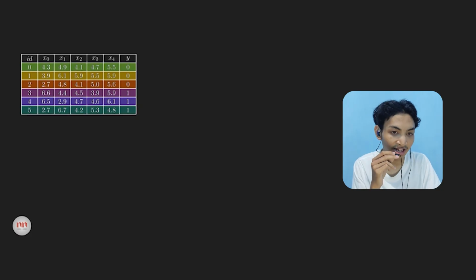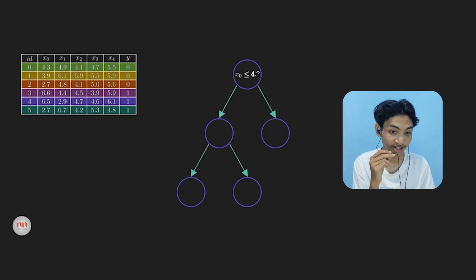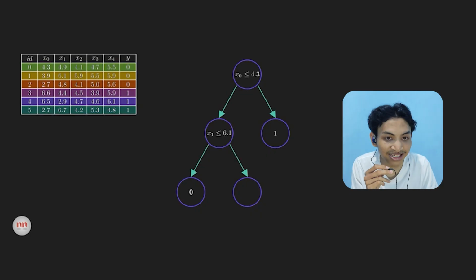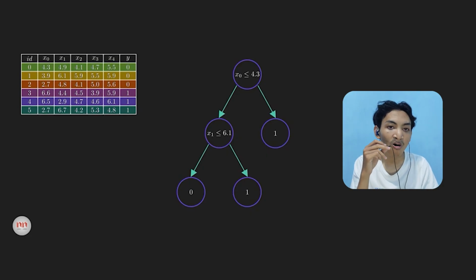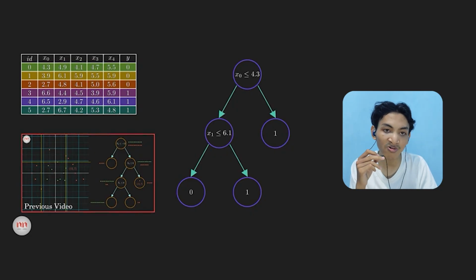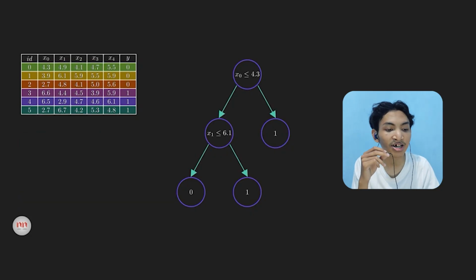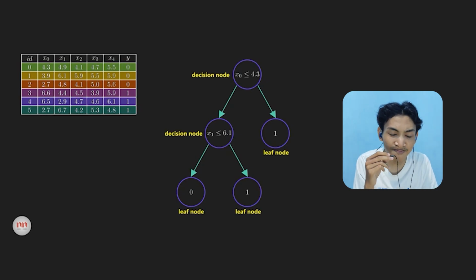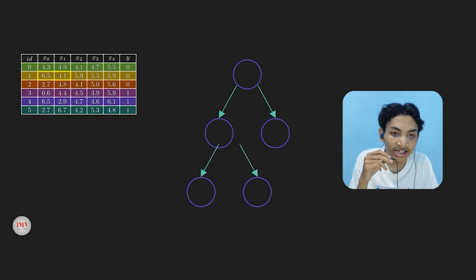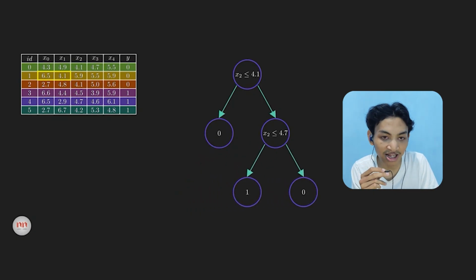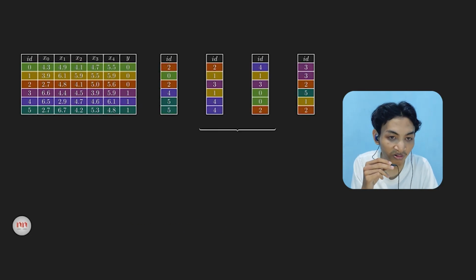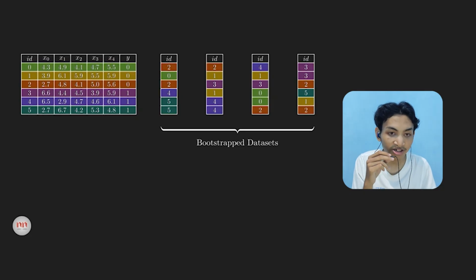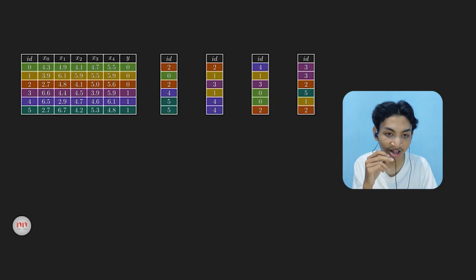Random forest is an ensemble learning method based on decision trees. First, let's recall what a decision tree does. A decision tree splits data step by step based on feature values until it reaches a final decision. However, a single decision tree has a weakness. It tends to overfit. Random forest solves this problem by building many decision trees, where each tree is trained on a random subset of the data, which is called bootstrapping. And each tree uses a random subset of features at each split. Finally, all trees vote, and the majority vote becomes the final prediction.